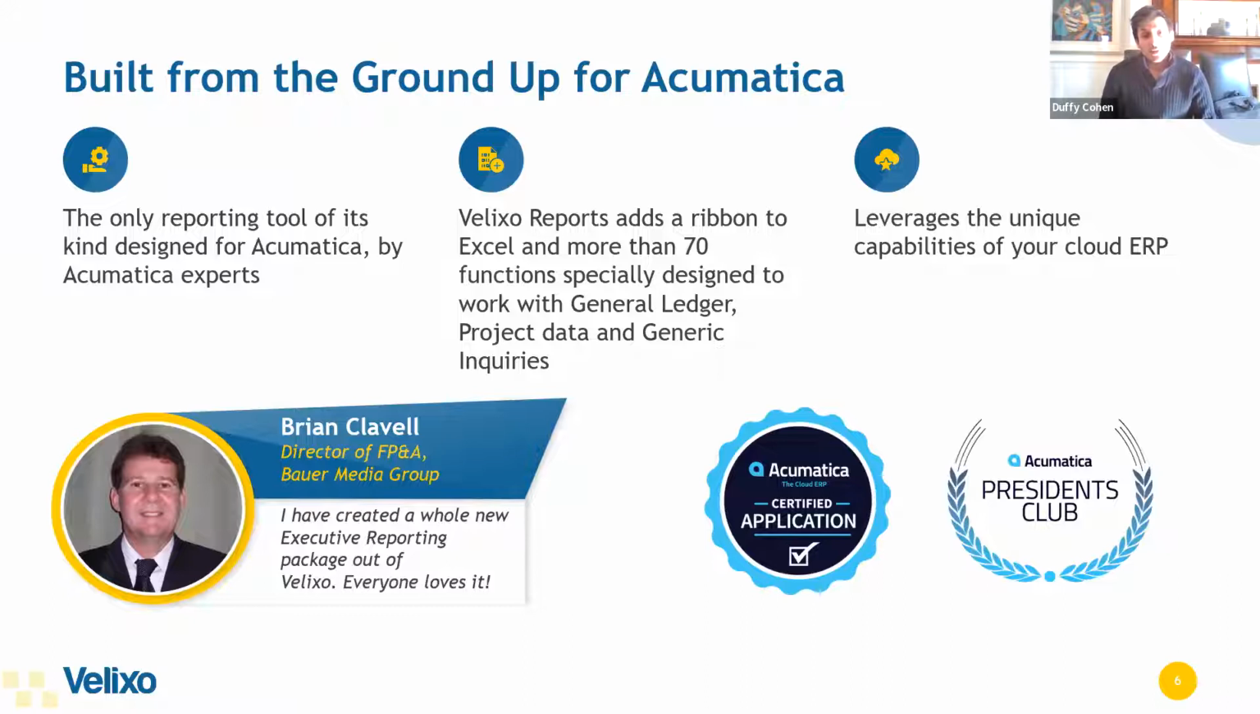Now, I'm going to be going through the demo in about 3 to 4 minutes or so, but prior to that, I wanted to walk you through some of the functions that you're going to have access to. The first thing to know is that once Velixo is downloaded, the first thing you will see is our Acumatica ribbon. Once you click on that, there's a drop down of many functions you'll have access to. To be specific, you have over 70 functions. It's actually very close to 80, specifically for your financials, your project data, and generic inquiries.